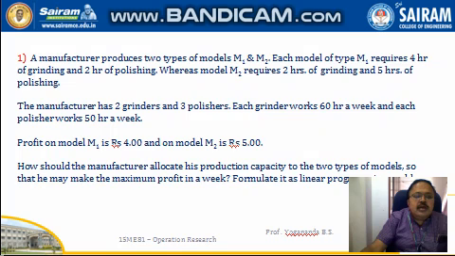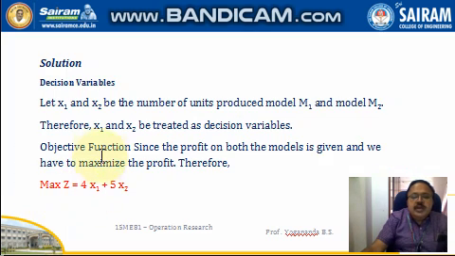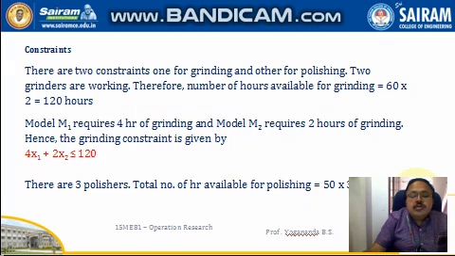Similarly, by selling one piece of model M2, the profit obtained is 5 rupees. So by producing x2 number of units of model M2, the profit obtained will be 5 times x2. So the objective function is maximum of Z equal to 4x1 plus 5x2. So now the constraints. The constraints are the number of working hours of the grinding and polishing machines.